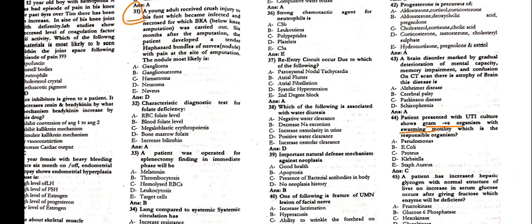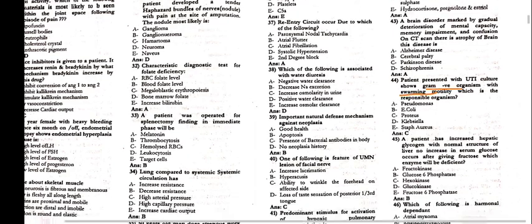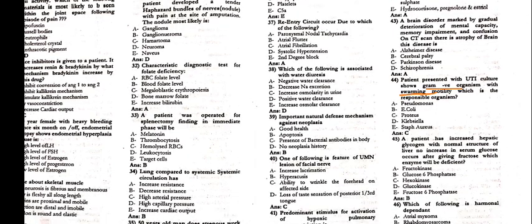37, the re-entry circuit occurs due to which of the following? That is the paroxysmal nodal tachycardia. 38, which of the following is associated with water diuresis? That is delta, the positive water clearance. 39, the important natural defense mechanism against neoplasia is beta, apoptosis.